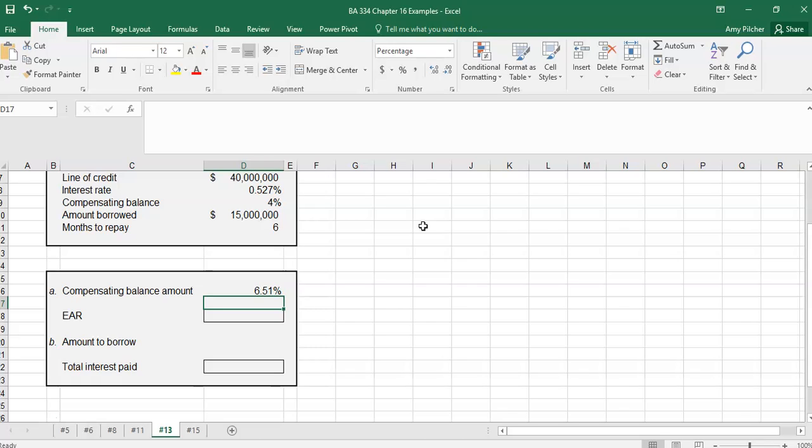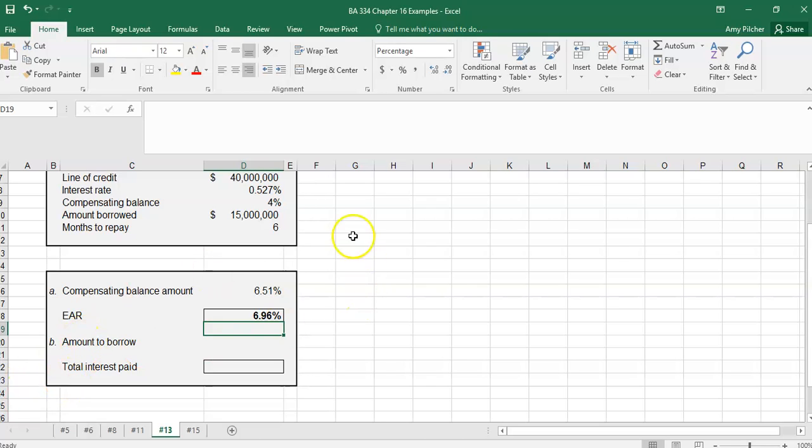So now we can use that to figure out what the effective annual rate is of the total borrowing. So we have our compensating balance amount divided by 1 minus the compensating balance amount. So our effective annual rate is 6.96%.